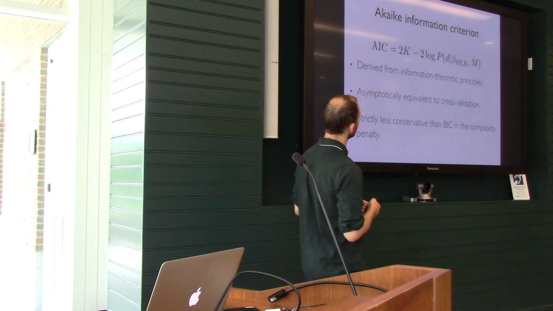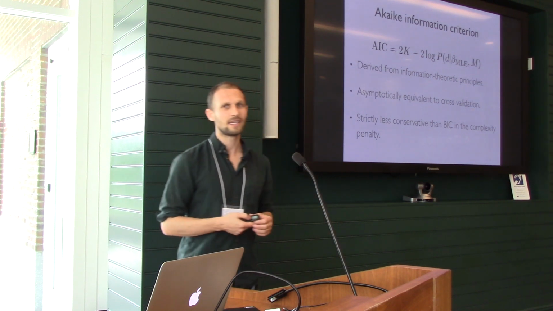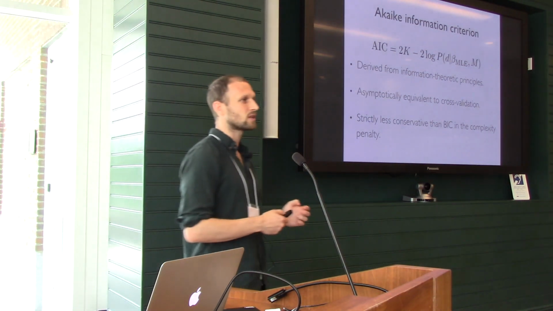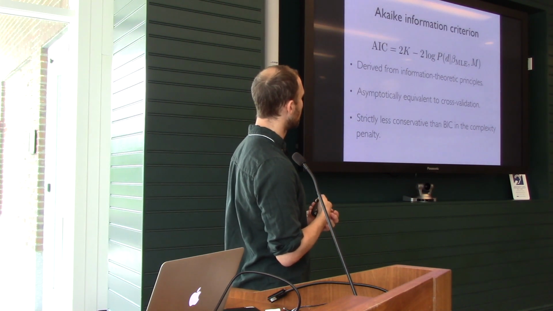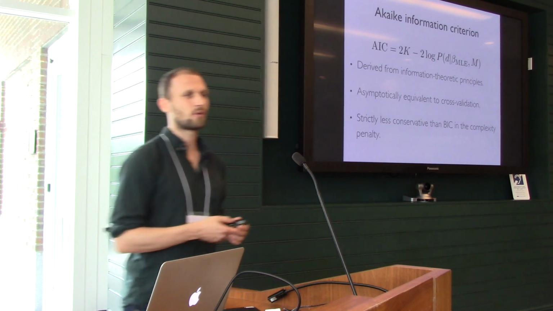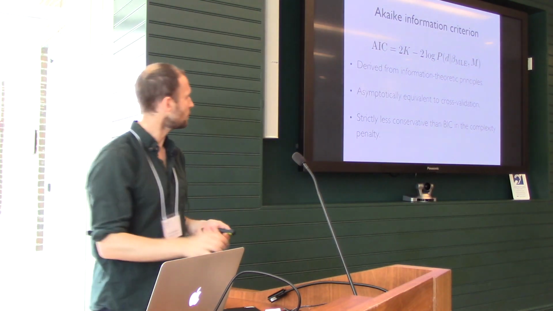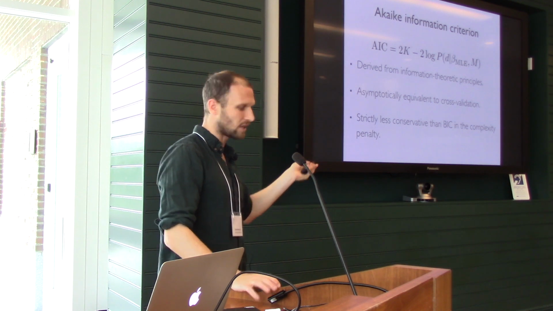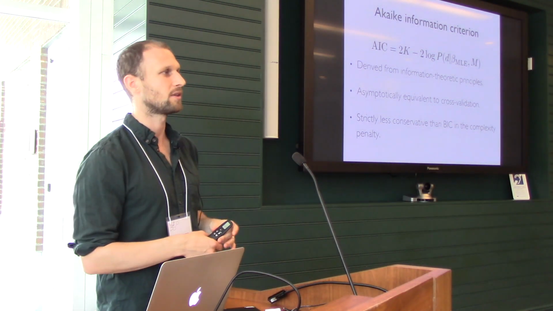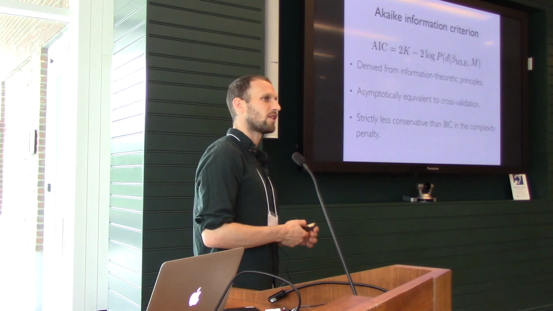I'm not going to go into this, I'll just briefly mention there's another criterion that people sometimes use, which is called the Akaike information criterion, or AIC, which looks a lot like BIC, but it's strictly less conservative with respect to model complexity. So the penalty on model complexity is lower because it doesn't scale with the number of data points. And its derivation is quite different from the Bayesian model comparison. It's based on information theoretic principles.